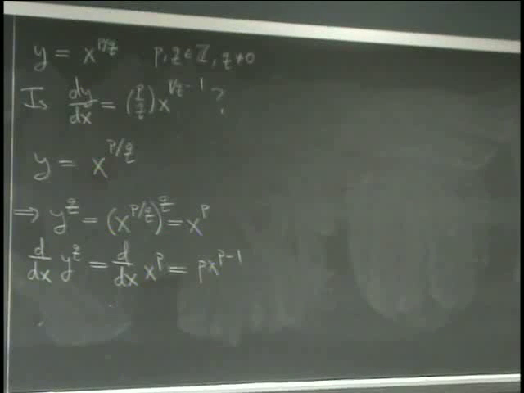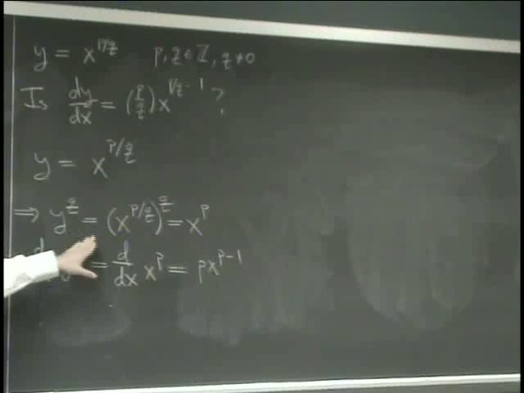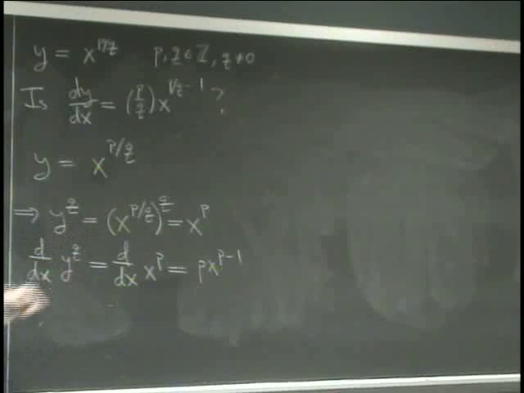What do we do with the other side? Well, remember, y is a function of x. And now I have some function and I raise it to the qth power. So this is really a chain rule situation. I have a function and I've composed it with another function. One of the functions is y, and one of the functions is x to the q.